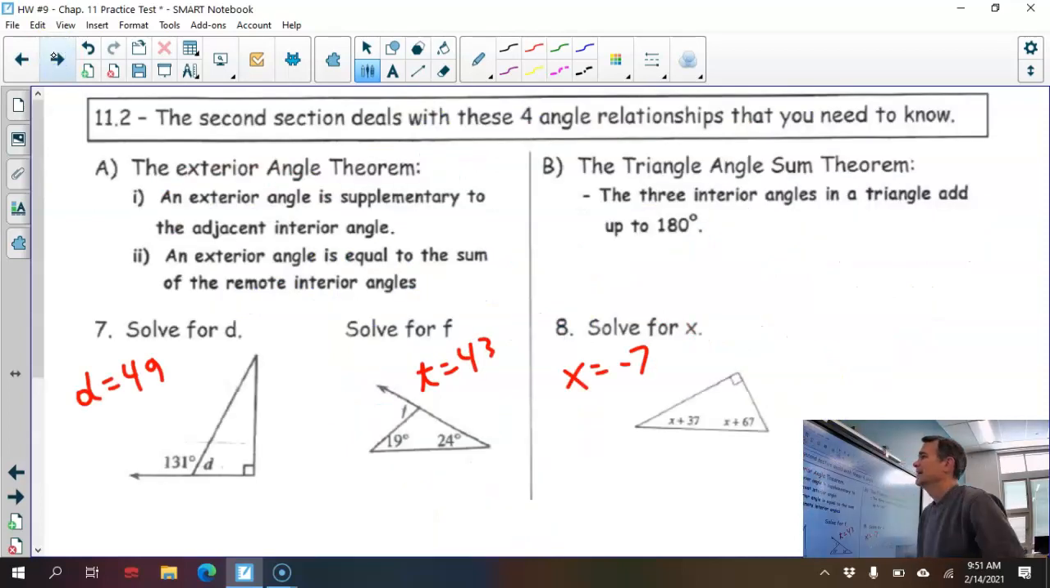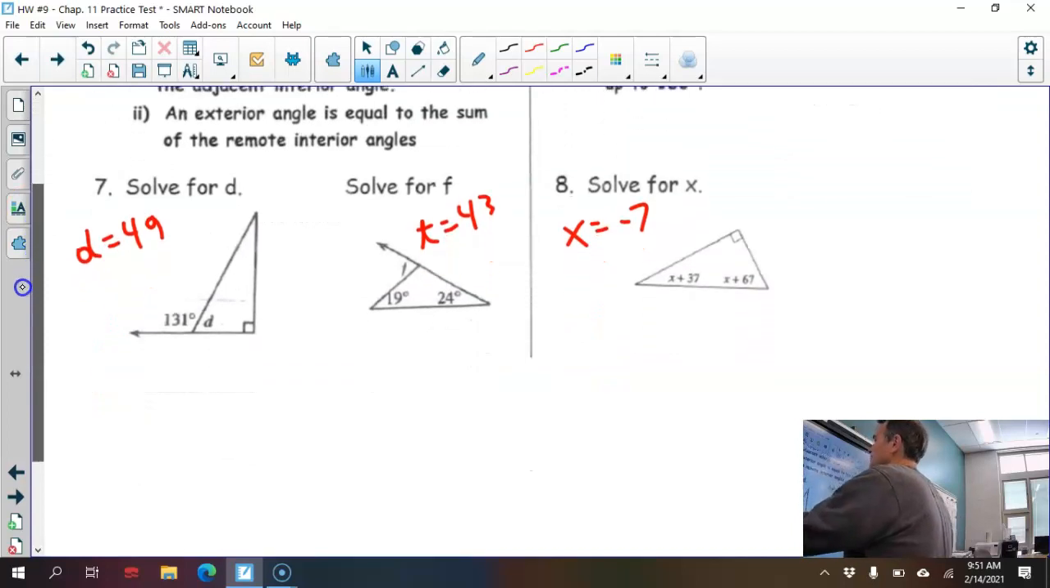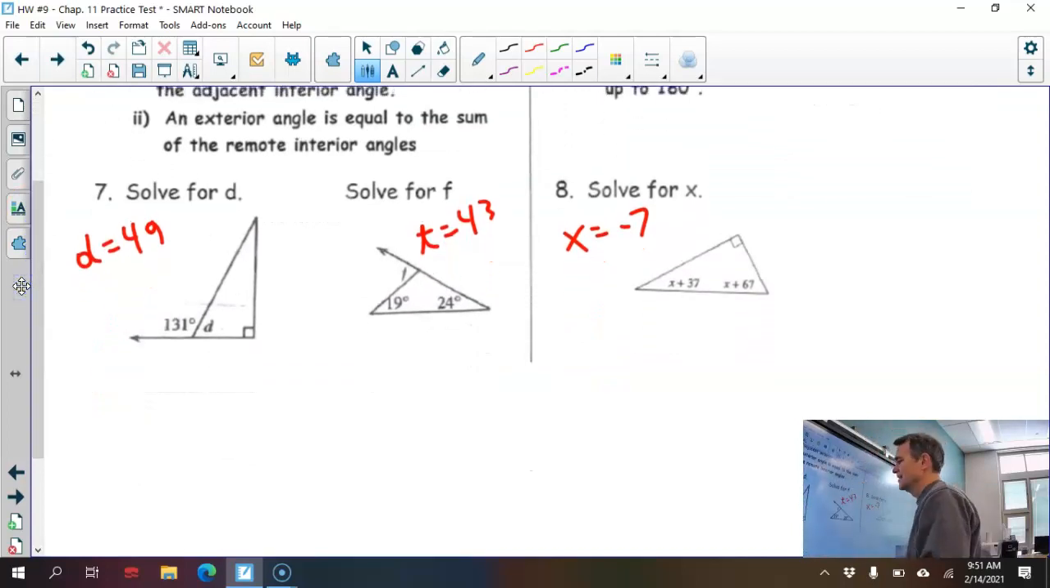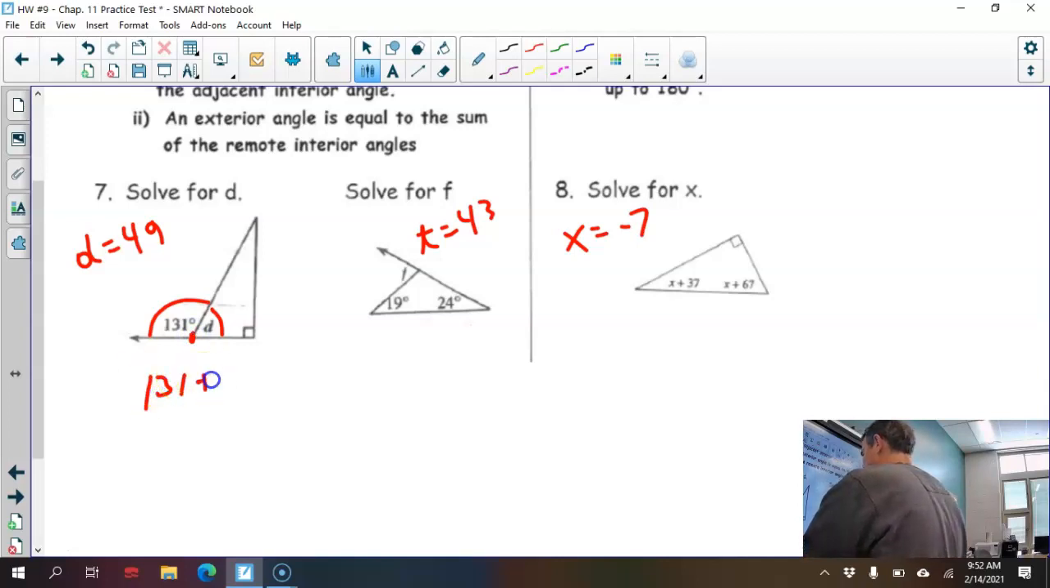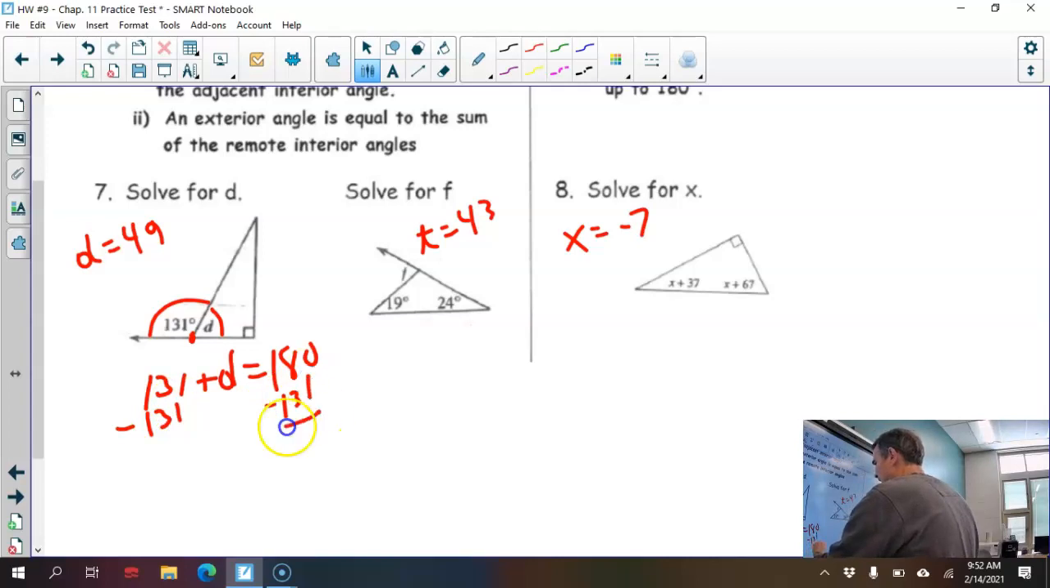All right. That brings us to the next section, which is knowing these 4 rules, which is really just more vocabulary, kind of. So in this first one, we have an exterior angle, and we have the adjacent interior angle. And frankly, together, those make a linear pair. So they add up to 180. So I know that this is true. And if I subtract 131 from both sides, I get that D equals 49.